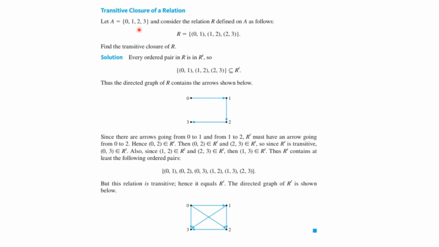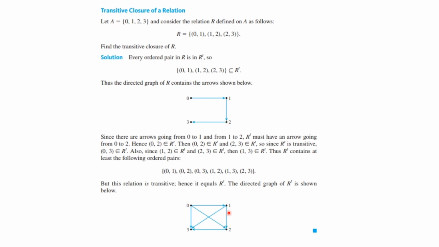So let's do an example where we actually find the transitive closure of a relation. We have A equal to 0, 1, 2, and 3, and this is the relation defined on A. We're going to find the transitive closure. You can look at it most easily using the digraph of this relation. Now what you have to do is add things so that it is transitive. You see this is not transitive the way it is, because 0 is related to 1, 1 is related to 2, but 0 is not related to 2, so we have to add that.